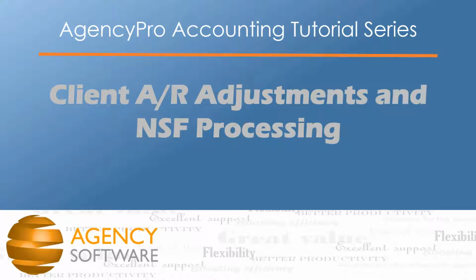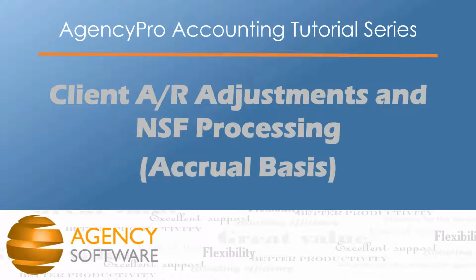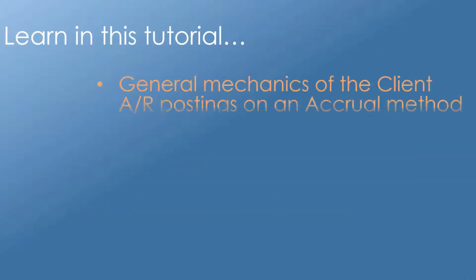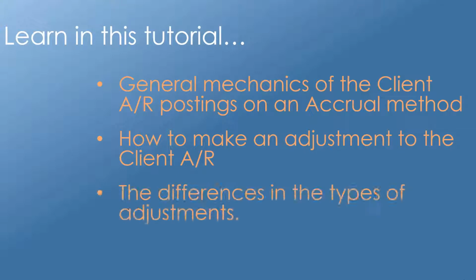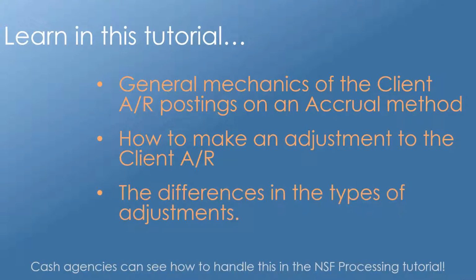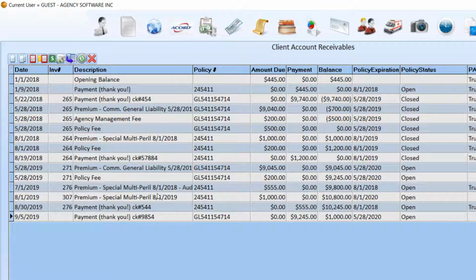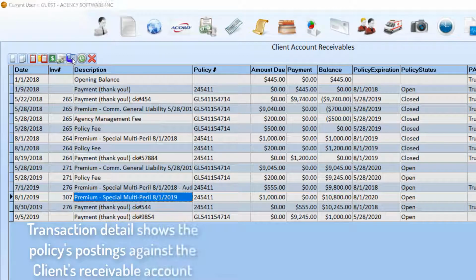Client AR adjustments display the biggest difference between a cash and an accrual method. On an accrual basis, the client AR represents a physical posting that you can also see on the financial statements. Because the client AR is a physical account, you are able to perform functions against the client AR.